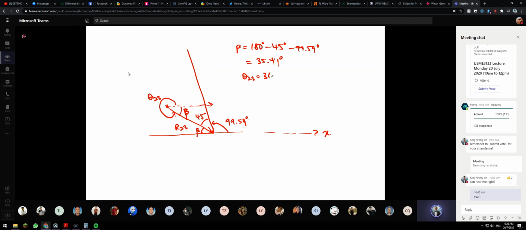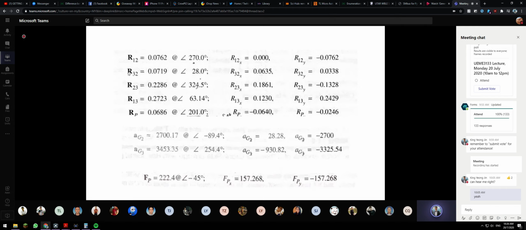Then we can take 360 minus 35.41, so we will be getting 324.59. This is how we get the angle for R23, so that's why R23 is given as 324.5, right? It's given here. So you have the length and the angle, then you can calculate x and y, same as R13.